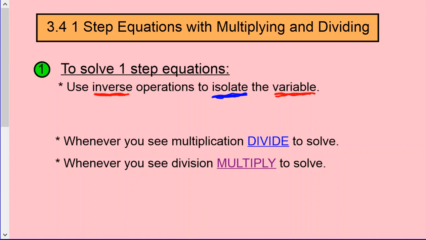Whenever you see multiplication, you are going to do the opposite, so you're going to divide to solve. And whenever you see division, you're going to multiply in order to solve for the unknown variable. Okay, go ahead and pause here. Make sure you get this written down in your notes.